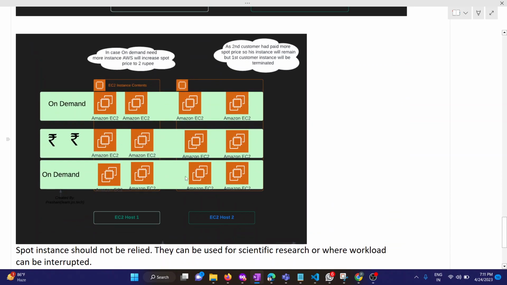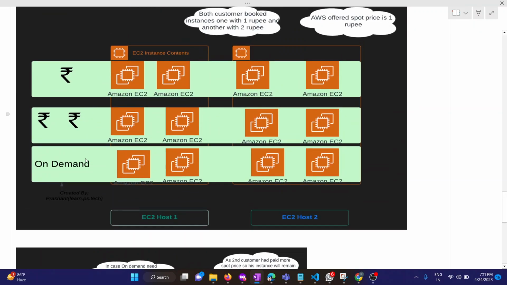See here, I have offered 1 rupee, so these will be terminated. Suppose you and I have taken these at a spot price and now AWS needs more on demand capacity. What it will do is increase the spot price, and whoever's spot price is higher will get these EC2 instances. So this is the crux: spot instances can be terminated anytime, but they are the cheapest.